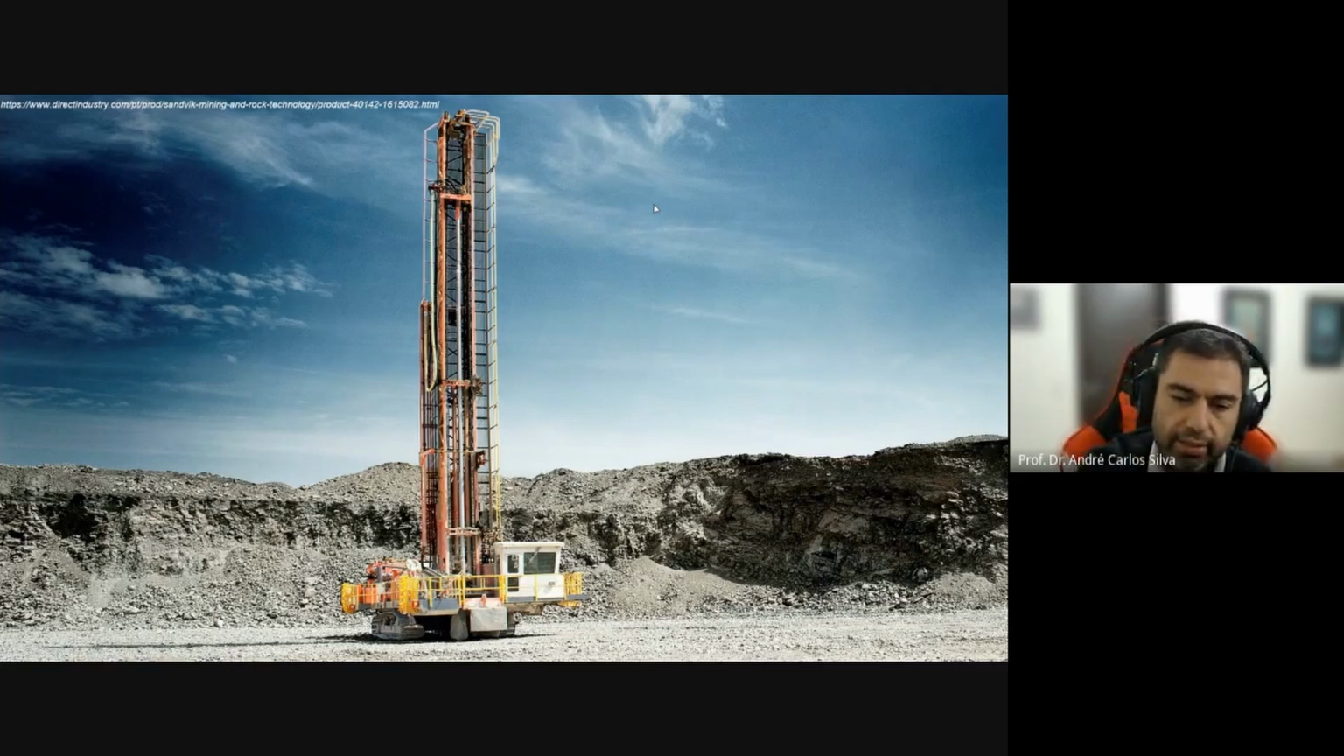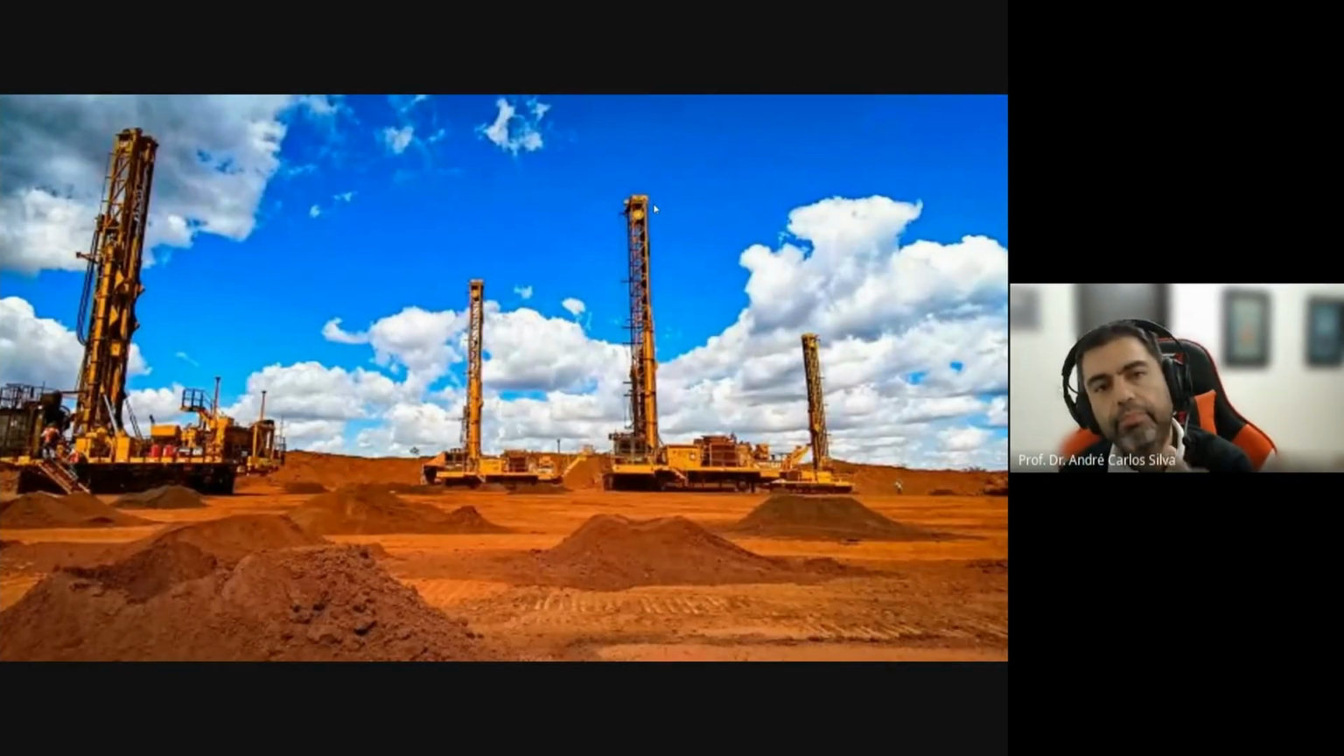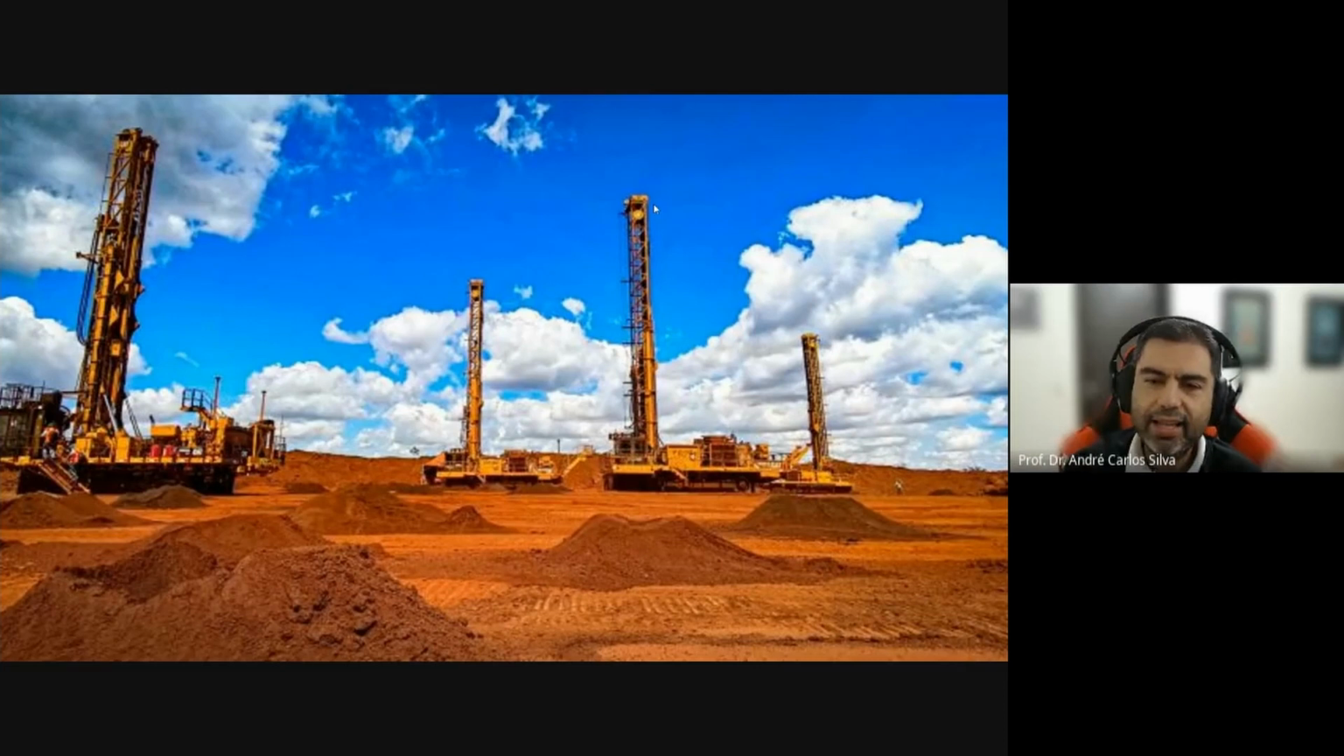Then you have two things going together: the rotation plus the hammer effect, and you can drill faster. Definitely. And this picture is from Brazil, from Carajás. If you consider there is a lot of money just to have one drill machine, consider that now we have four in the same picture, and they're really close together.